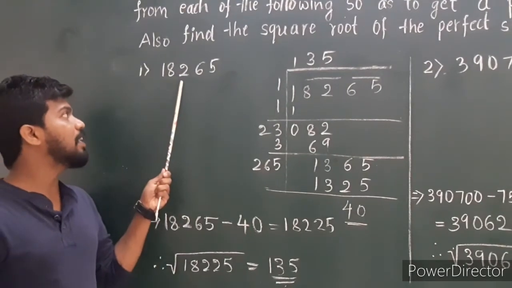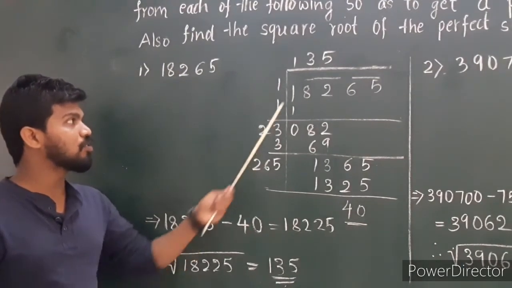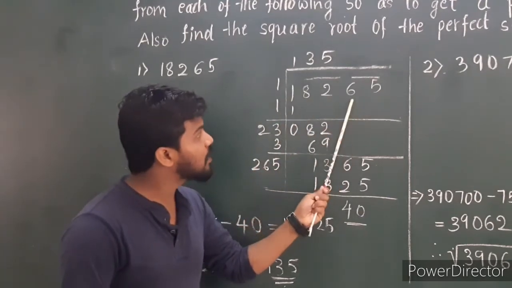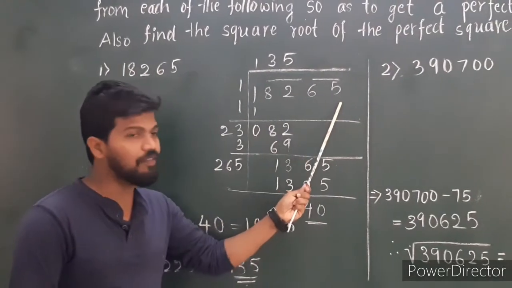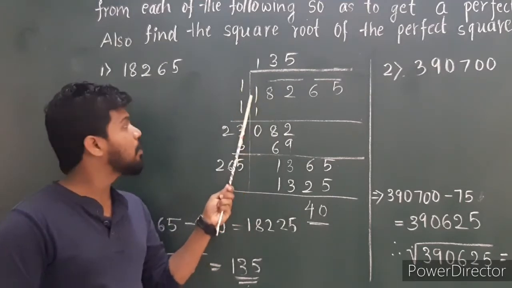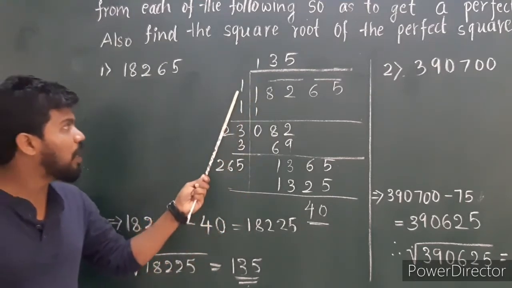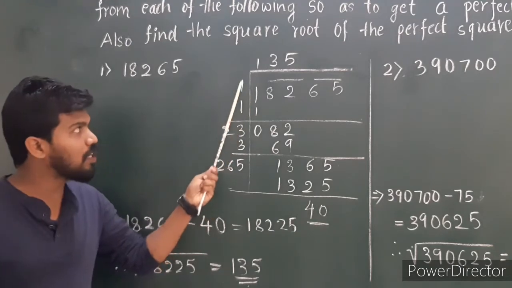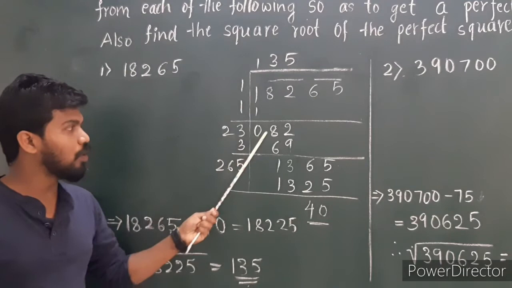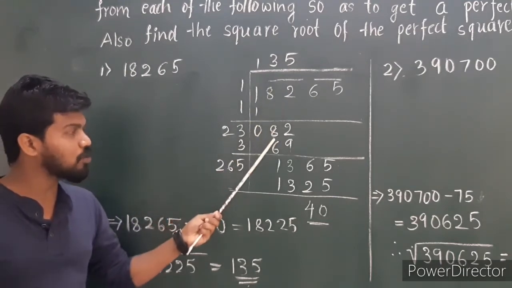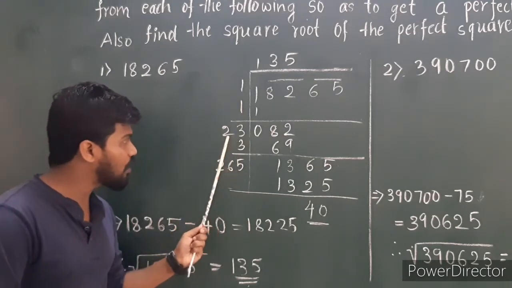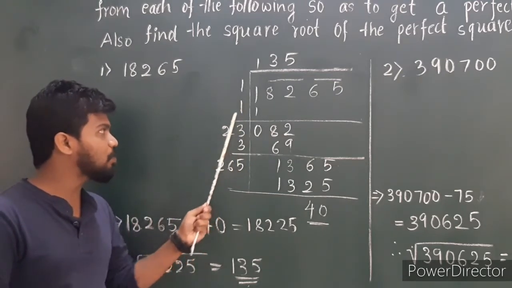So first one, 18,265. So you make pairs from the last. So 65: 5 and 6 make one pair, and 8 and 2 make one more pair. So 1 became unpaired. So 1 ones are 1. So you get 1 minus 1, 0. So now you take the remaining two numbers, that is 82. So now 1 plus 1 you get 2. So we have to take some number on this side.